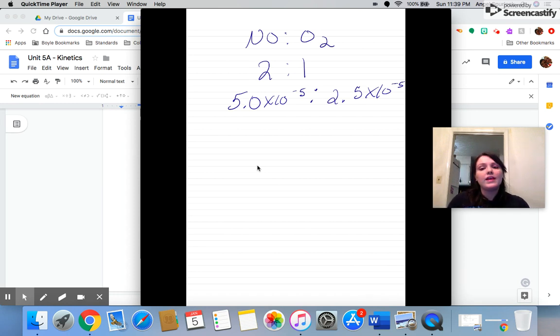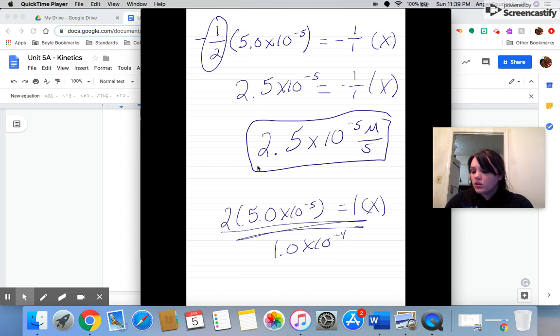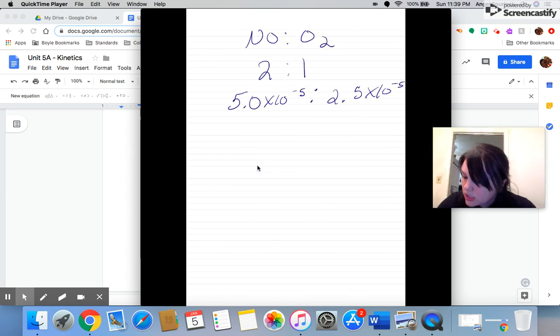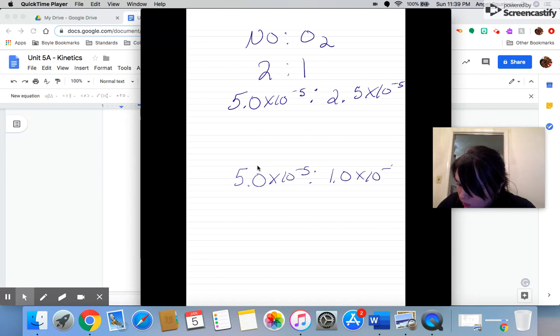If you look at that, that is still a 2-to-1 ratio. But if you keep the stoichiometric coefficients the same and you don't turn them into fractions, you would have gotten 5.0 times 10 to the negative fifth to 1.0 times 10 to the negative fourth. You would have flipped your ratio basically. This is a 1 to 2 ratio, not a 2 to 1 ratio. They're not the same, right? You can't just decide to flip which one's supposed to be larger.